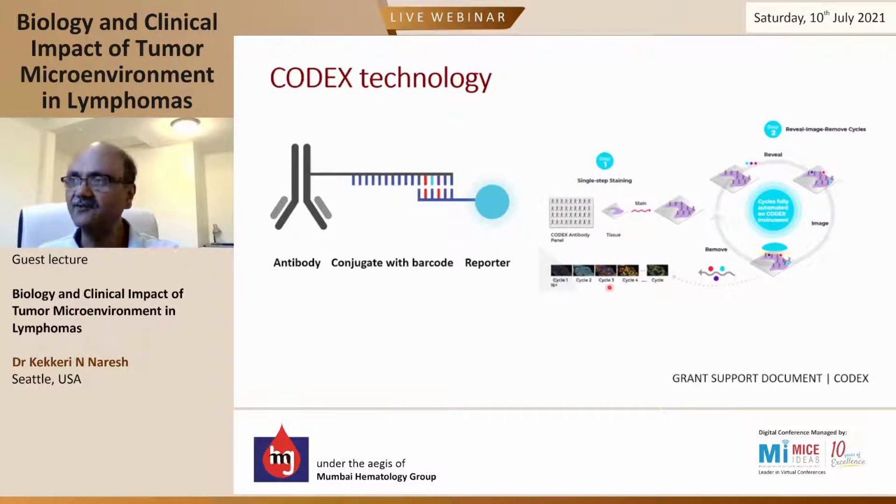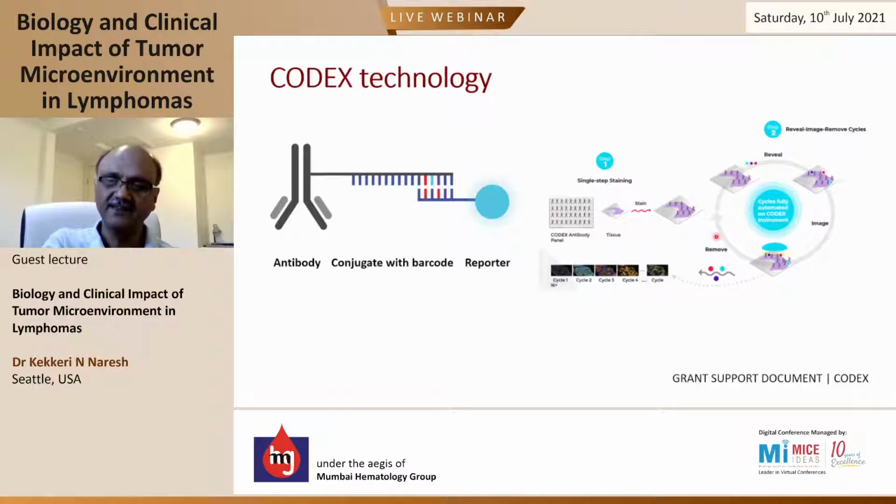Because there are only 3 fluorescent dyes, you don't have the problem of compensation like you have in flow cytometry. Then you remove these reporters, but the antibodies will still remain. Then you add the next 3 antibodies. So you can go on and on adding new cycles, with each cycle adding 3 new antibodies. So you can easily go beyond 40 antibodies.